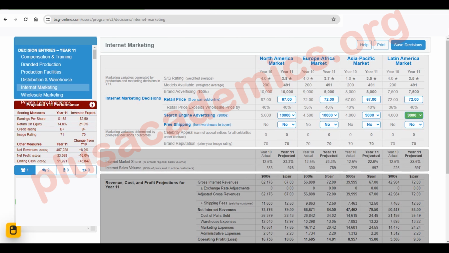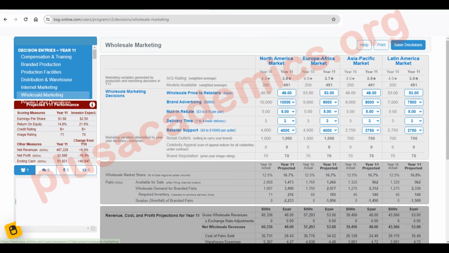For wholesale marketing, let us change the brand advertising. So in North America, let us change to 18,000, as well as in Europe, Africa. And then in Asia Pacific and Latin America, let us try 16,000 in both cases.